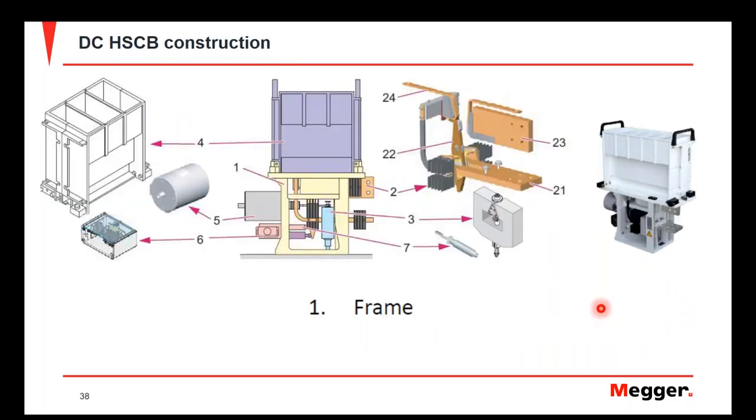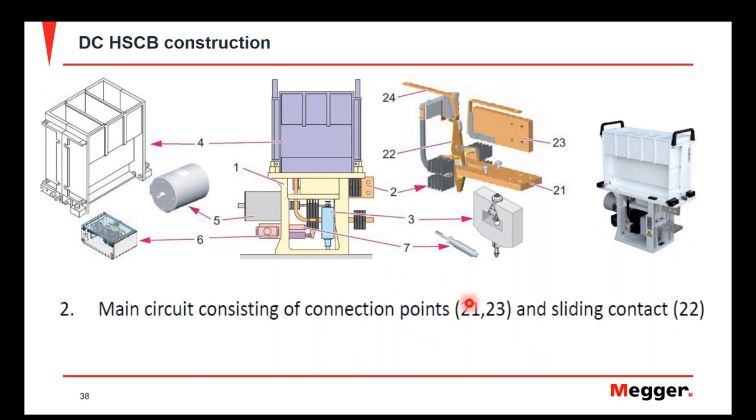So how are these high-speed circuit breakers constructed? Well, they're similar to other types of circuit breakers where they have a frame, and that frame consists of 2 connection points for the current path. However, the connection point or the current carrying contacts are a little bit different in that they refer to it as a sliding contact. And you have the main pivot arm here, and it kind of slides back and forth inside the device.